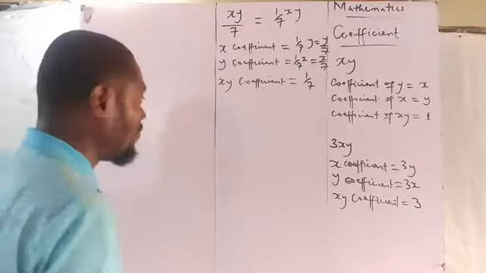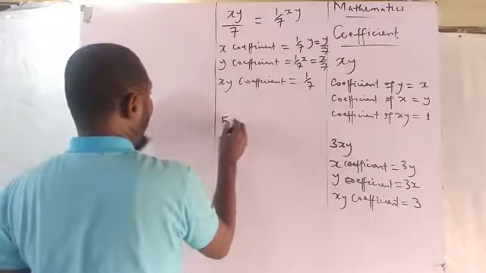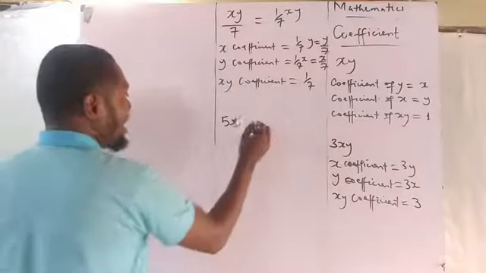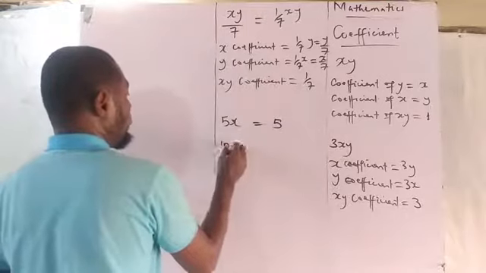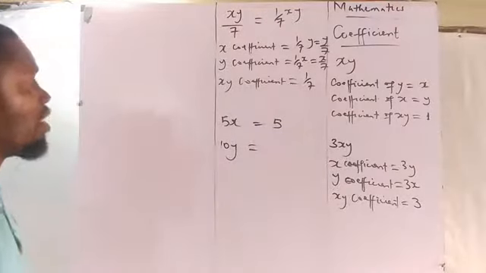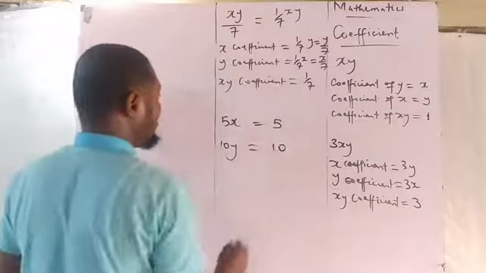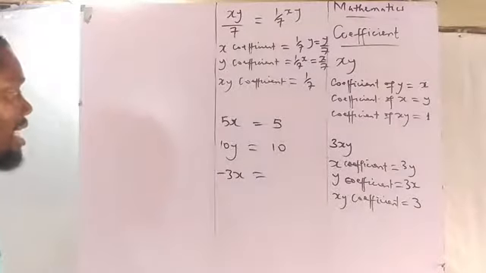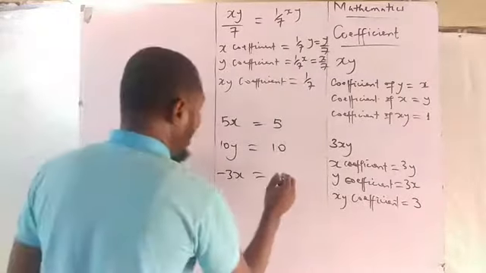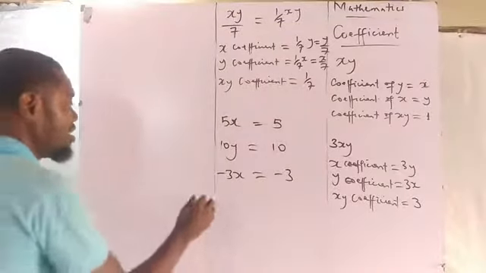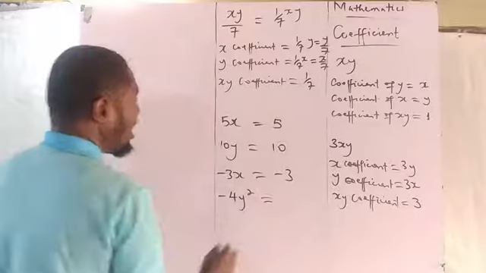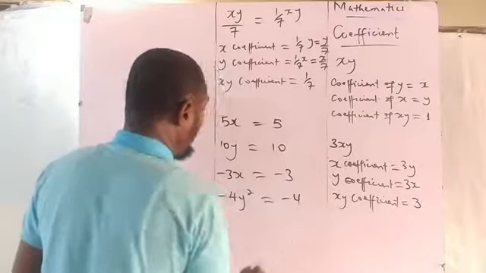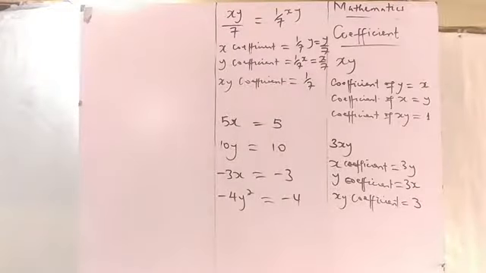Now, for simple or direct numbers like 5x, you ask what is the coefficient of x in this case, your answer is 5. If you're given 10y and you ask what is the coefficient of y, your answer is 10. You're given minus 3x. You ask what is the coefficient of x, your answer is minus 3. If you're given minus 4y squared and you ask what is the coefficient of y squared, your answer is minus 4. All this you need to combine to deal with problems in mathematics.